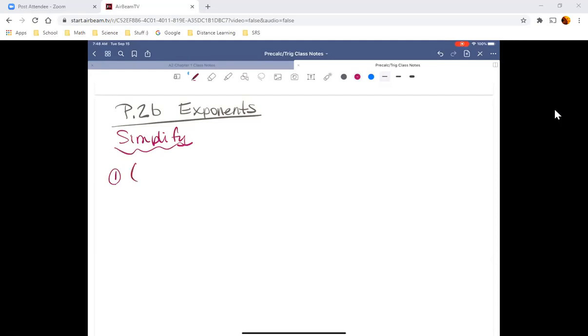Let's say we had -3 x to the 4th y to the 5th, and all of that to the 3rd.